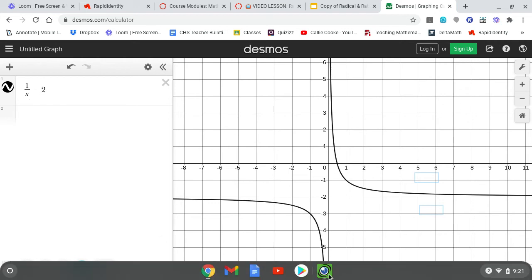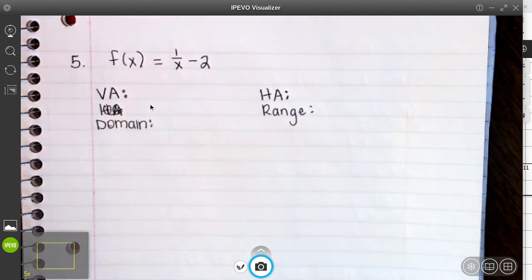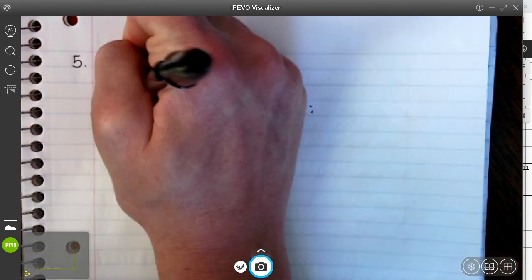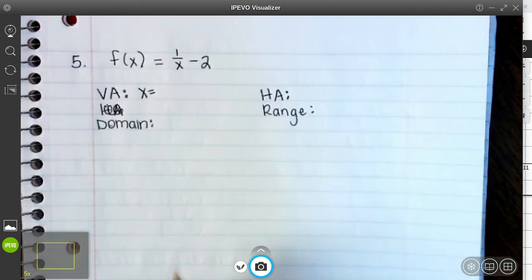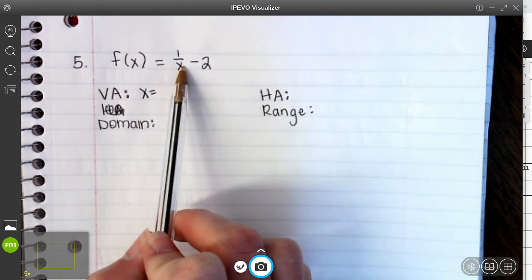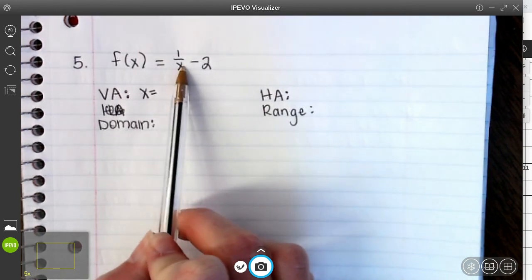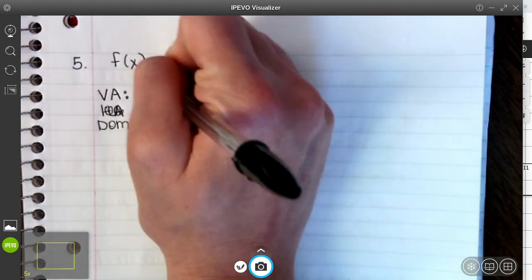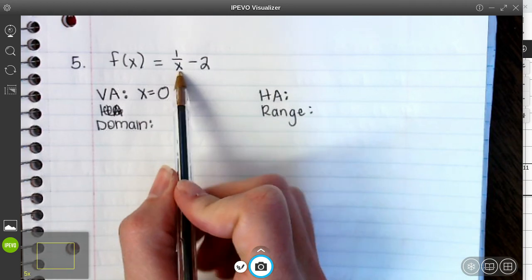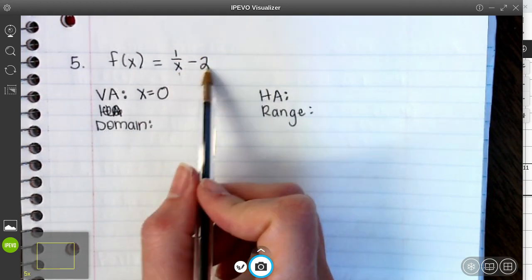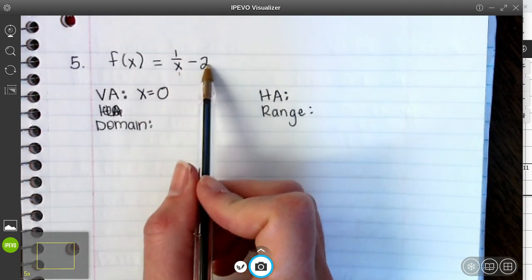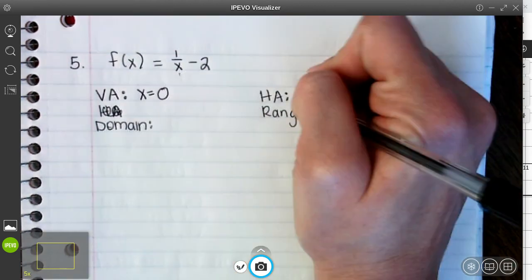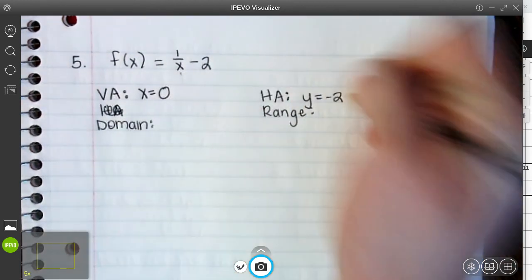Okay, so do you see a pattern in the function where 0 and negative 2 might be? Let's talk about that. Remember that your vertical asymptote is x equals whatever number was h right here in the bottom. But if you just have an x, then that means that your vertical asymptote is at 0. Your horizontal asymptote is just the number that's added or subtracted out here. So that's negative 2, and that's y equals negative 2.